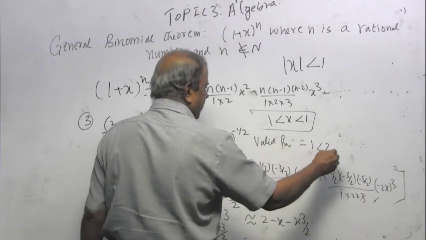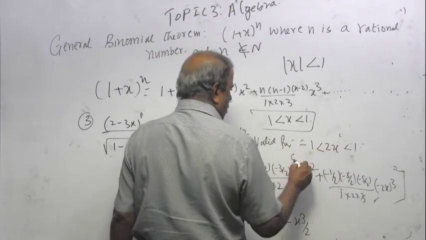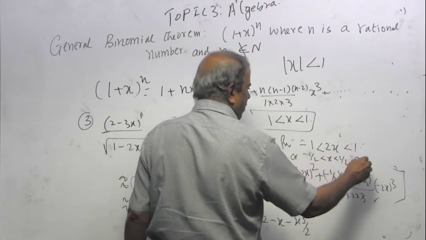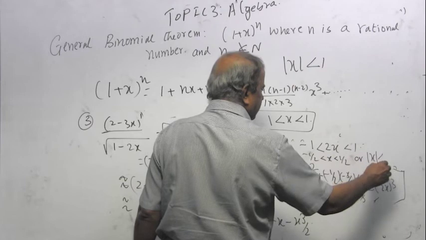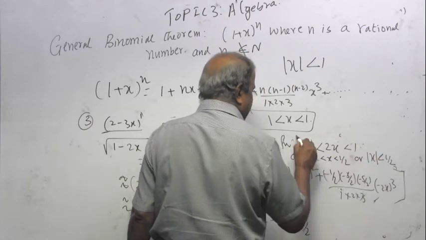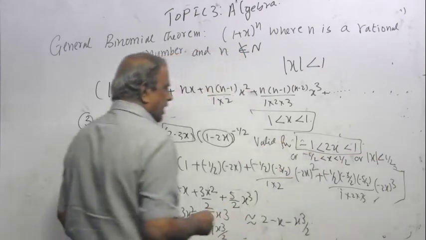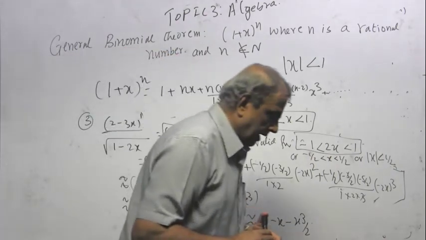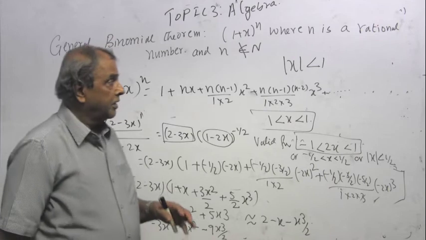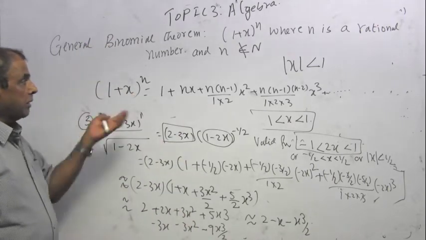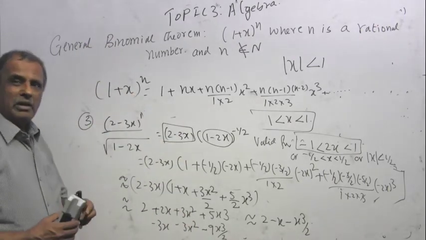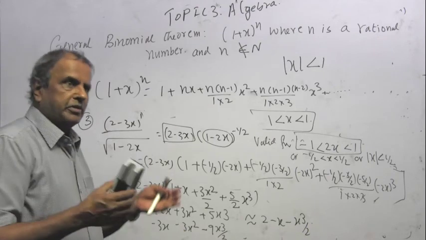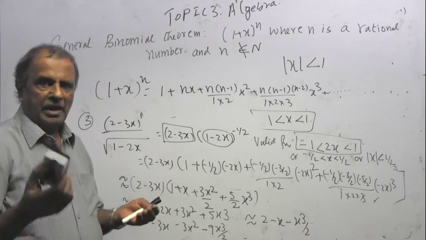minus 1 less than 2x less than 1, or minus half less than x less than half, or mod x less than half. You can't leave it there. You need to bring only an x. Is that clear? So I'm going to stop at that. So I've taken you through the general binomial theorem. Next time I'll take a bit more complicated examples and the types which come in the exam. Okay? Have a nice day.